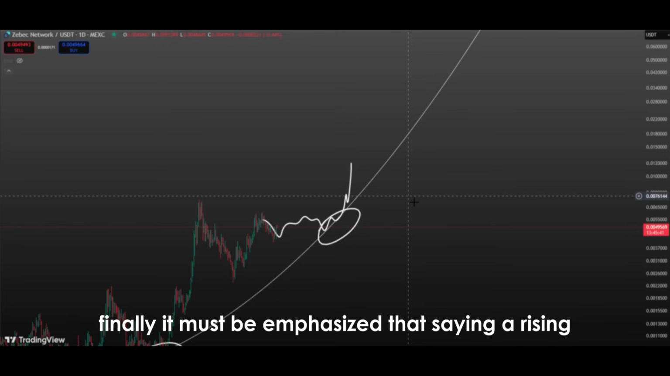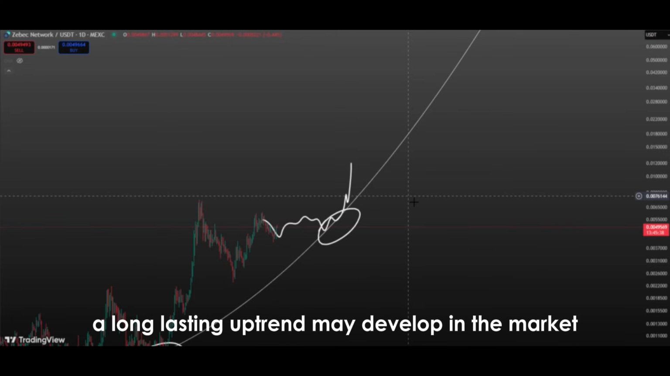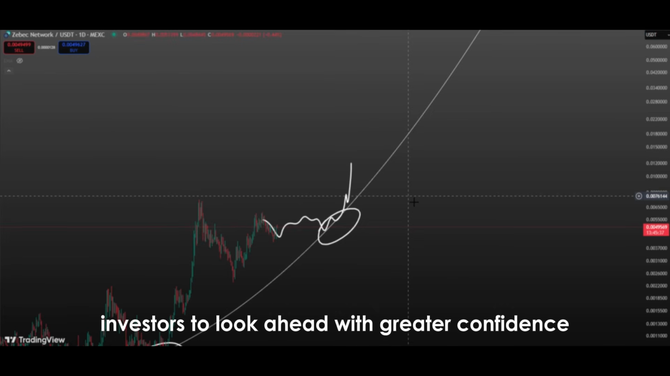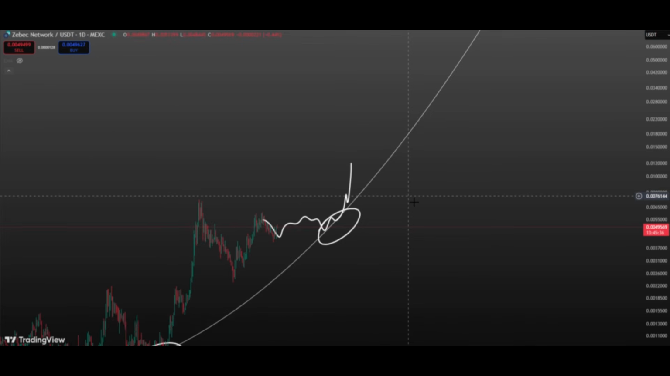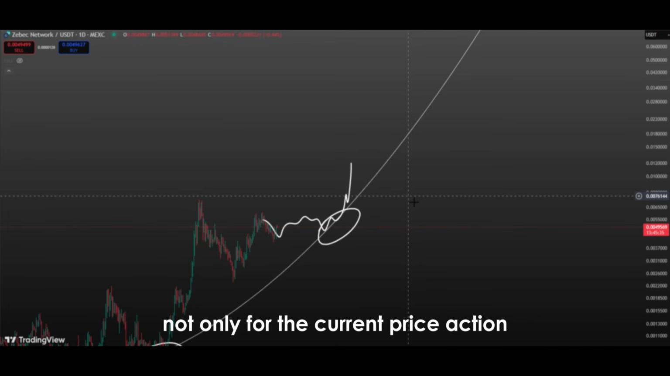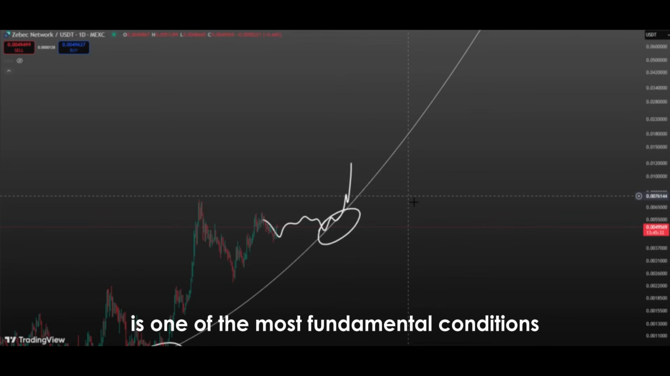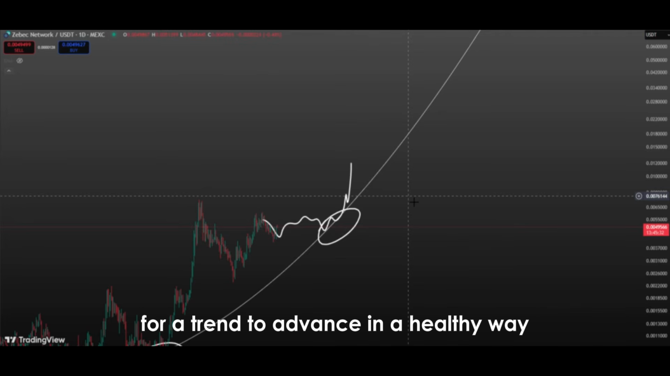Finally, it must be emphasized that saying a rising curve must not be broken also sets a strong expectation about the future of the trend. If the price continues to protect the curve, a long-lasting uptrend may develop in the market. This allows investors to look ahead with greater confidence. In other words, maintaining the curve is critical not only for the current price action, but also for future price expectations. That is why in technical analysis, protecting the structure of a rising curve is one of the most fundamental conditions for a trend to advance in a healthy way.